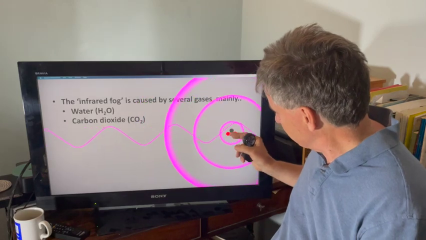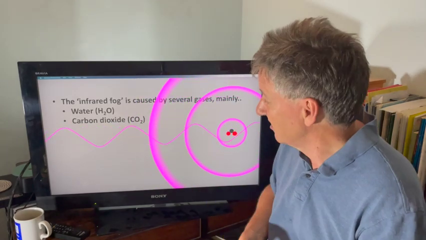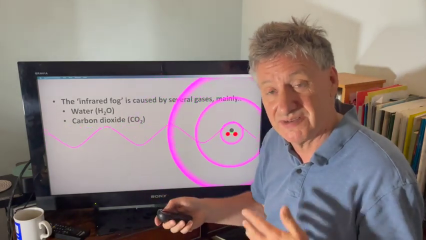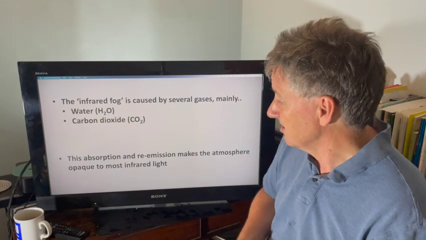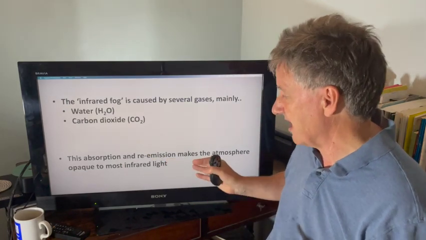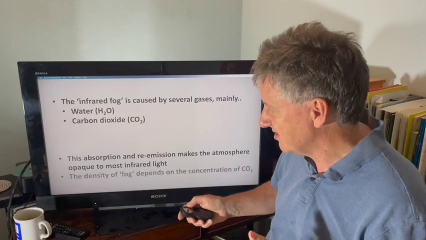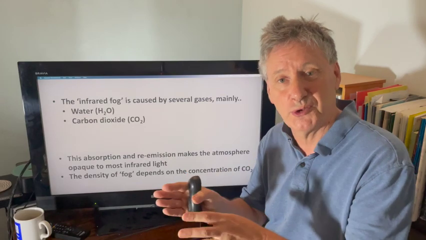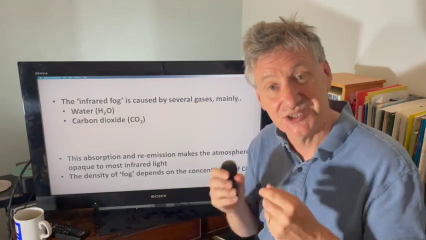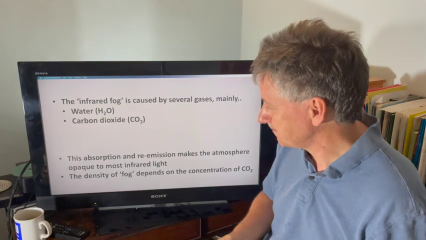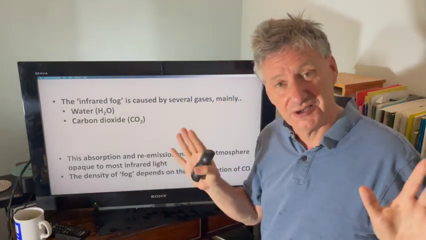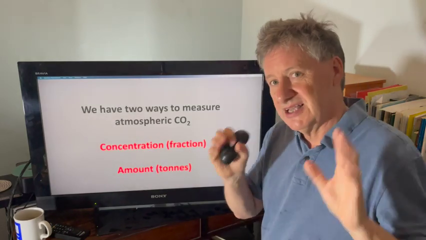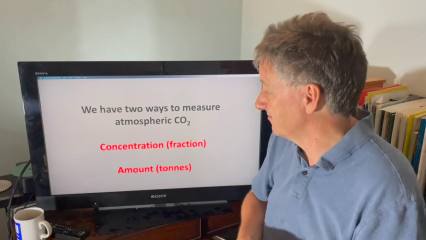This starts moving, and the charges on the atom then re-radiate the light in all directions. This is so strong for these gases that it makes the atmosphere opaque to infrared light. So this absorption and re-emission makes the atmosphere opaque to infrared light. And the key thing is the density of this fog depends on the concentration of both water vapor and, critically, CO2, carbon dioxide. So the thickness of the fog in the infrared depends on the density of carbon dioxide. So let's talk about the concentration of carbon dioxide in the atmosphere.